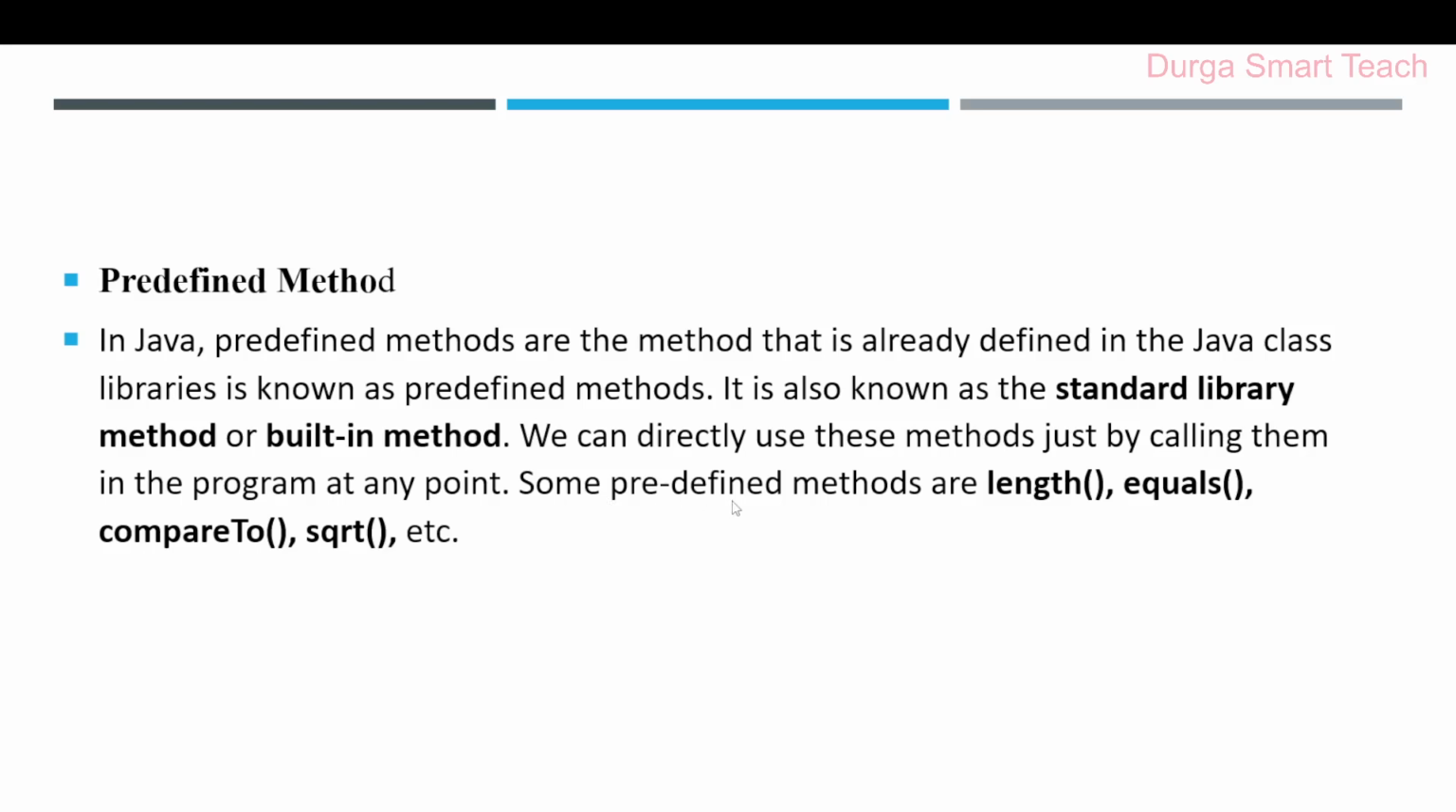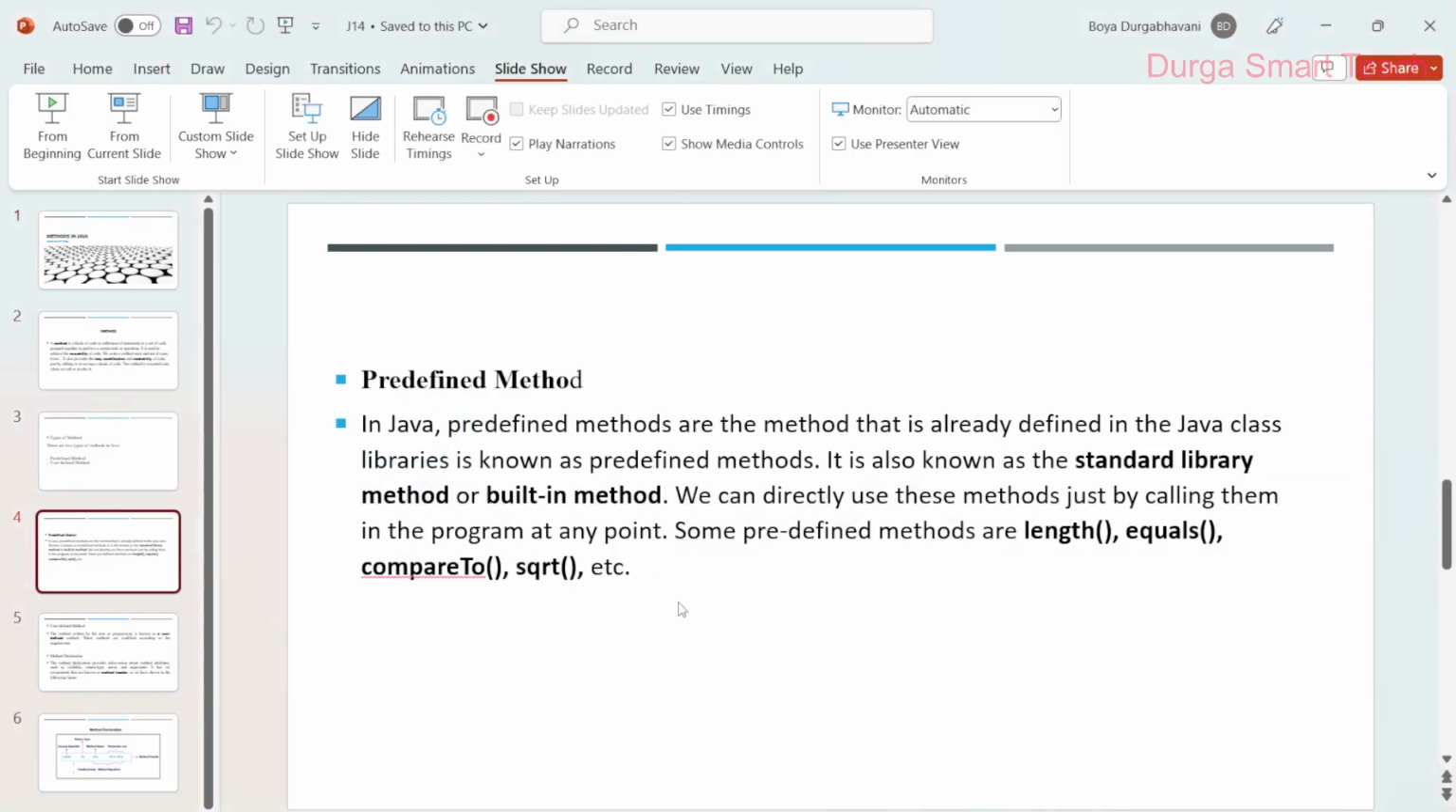Some predefined methods are length, which is used to find the length of a string. Next, equals, which is used to find out whether two numbers or two variables are equal or not. And compareTo, which is used to compare whether both numbers are equal, greater or lesser. Next, square root, sqrt, which is used to find the square root of a number. There are many predefined methods in Java. These are some of them, so let us understand this by using an example.